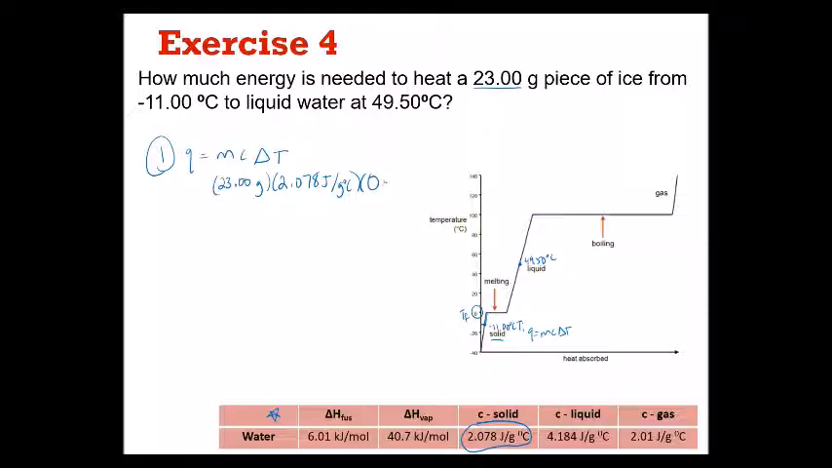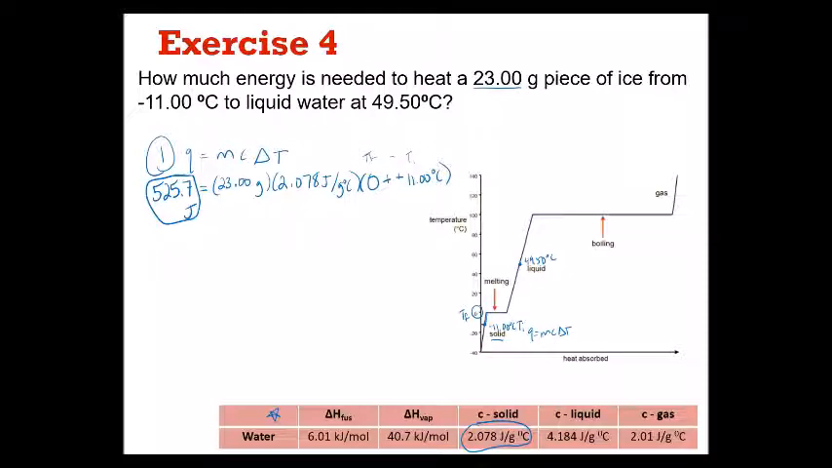So this is going to be zero minus the negative 11 degrees, as you can see there. And this is where we can easily get our negative signs. It's T final minus T initial for that delta T. So this, of course, changes to plus. Then we do our calculation, and I believe we get 525.7 joules here. Now that's the first step. That's how much heat it took to get it from negative 11 to 0 degrees Celsius.